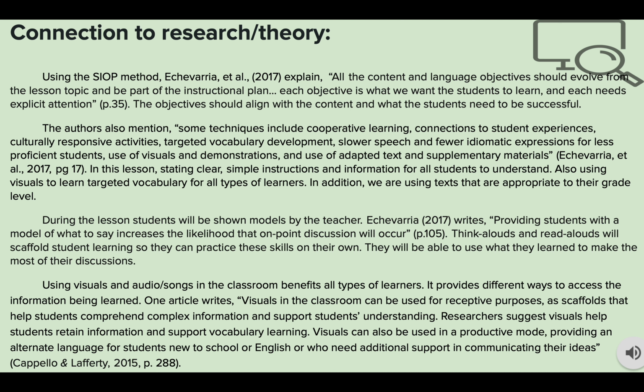Using visuals and audio songs in the classroom benefits all types of learners. It provides different ways to access the information being learned. One article writes, visuals in the classroom can be used for receptive purposes as scaffolds that help students comprehend complex information and support student understanding. Researchers suggest visuals help students retain information and support vocabulary learning. Visuals can also be used in a productive mode, providing an alternate language for students new to school or English, or who need additional support in communicating their ideas.